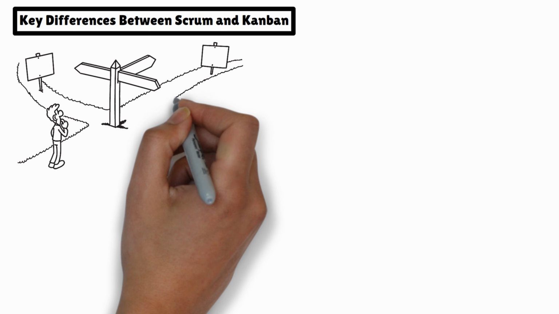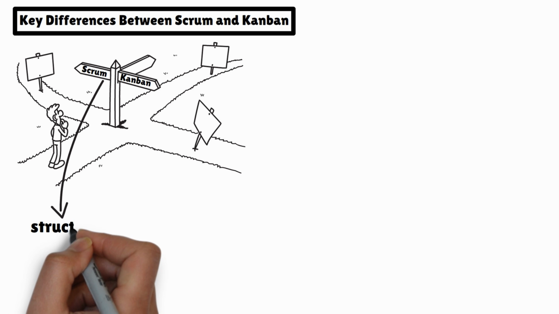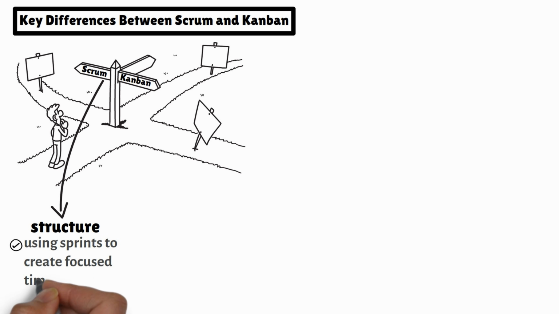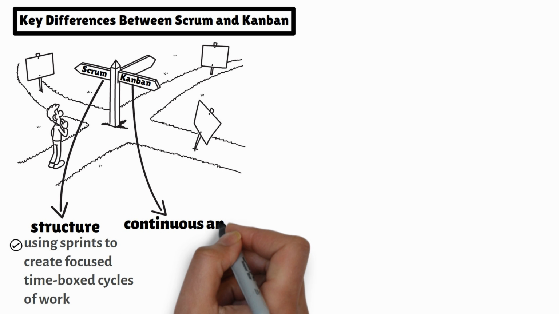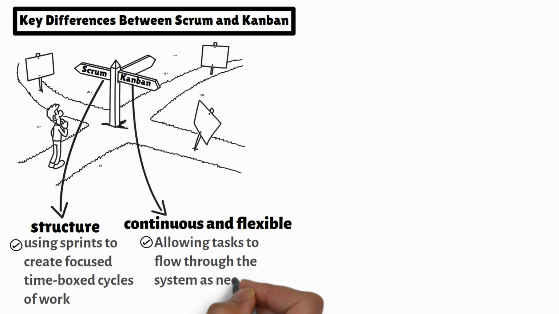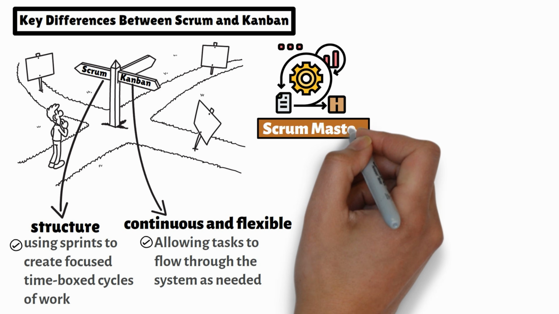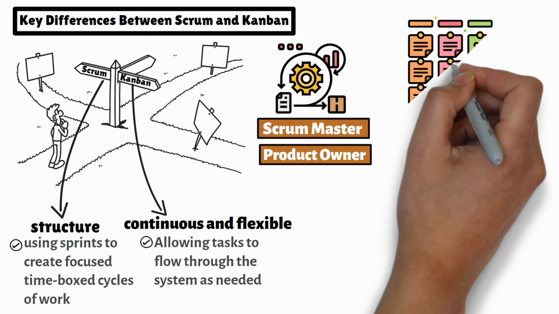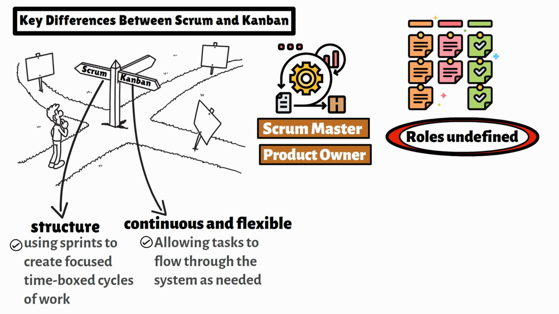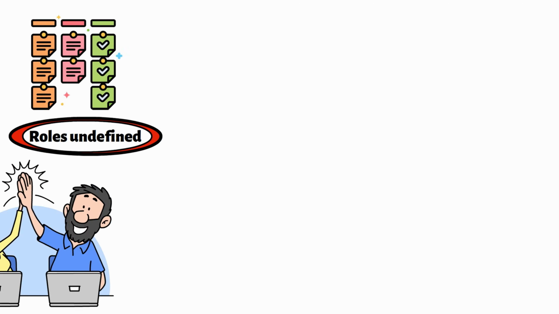While their goals are similar, Scrum and Kanban take different paths to get there. Scrum is all about structure, using sprints to create focused time-boxed cycles of work. Kanban, on the other hand, is continuous and flexible, allowing tasks to flow through the system as needed. Scrum has specific roles, like Scrum Master and Product Owner, to guide the process, while Kanban leaves roles undefined, giving teams the freedom to manage responsibilities in their own way.